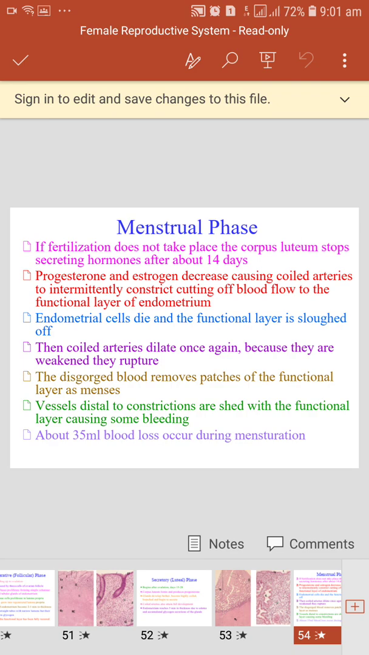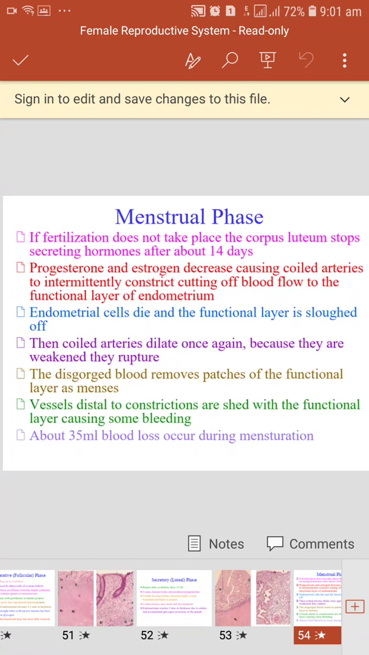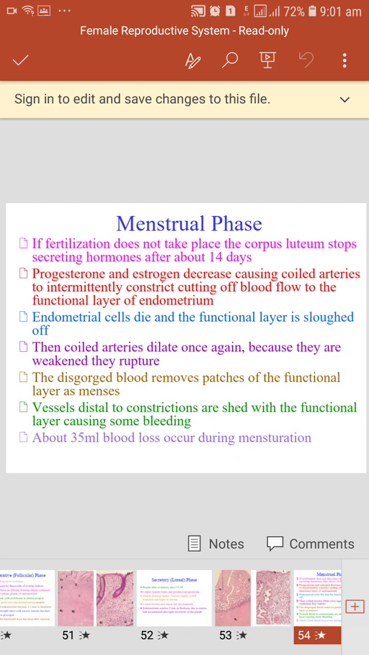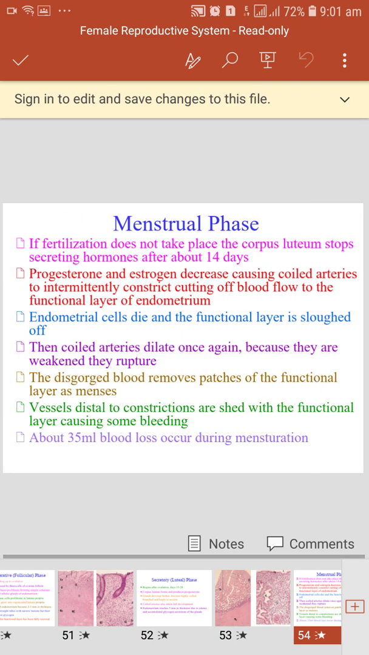Then the coiled arteries dilate once again, and because they are weakened, they rupture. The discharged blood removes patches of the functional layer. Vessels distal to the constrictions are shed with the functional layer, causing some bleeding. About 35 ml of blood is lost during the menstrual phase.